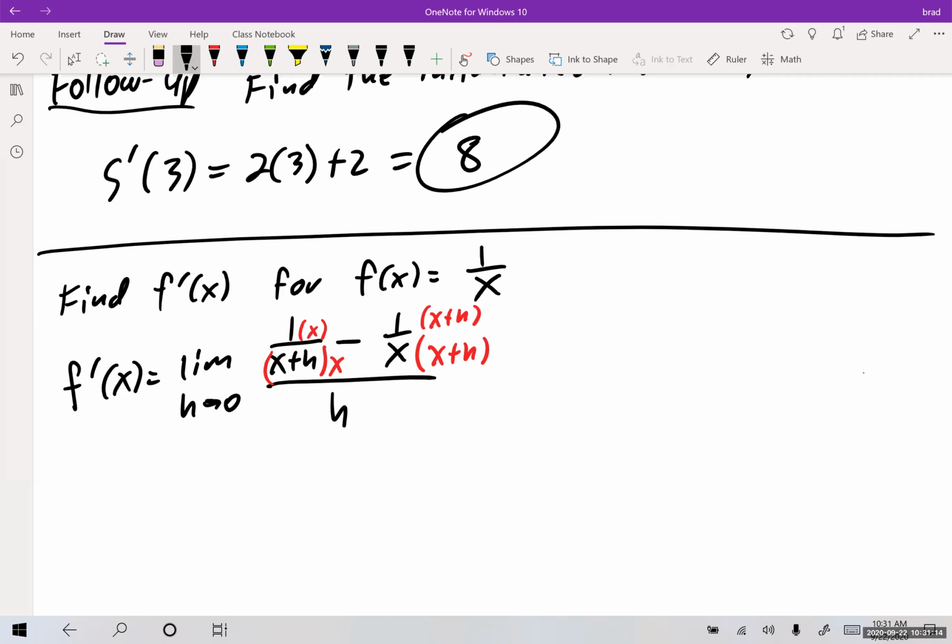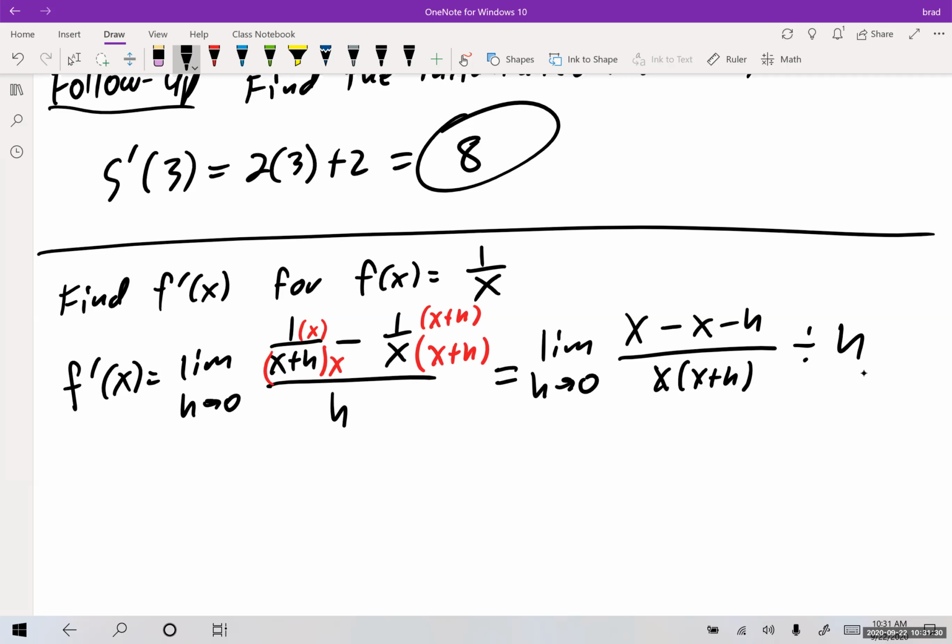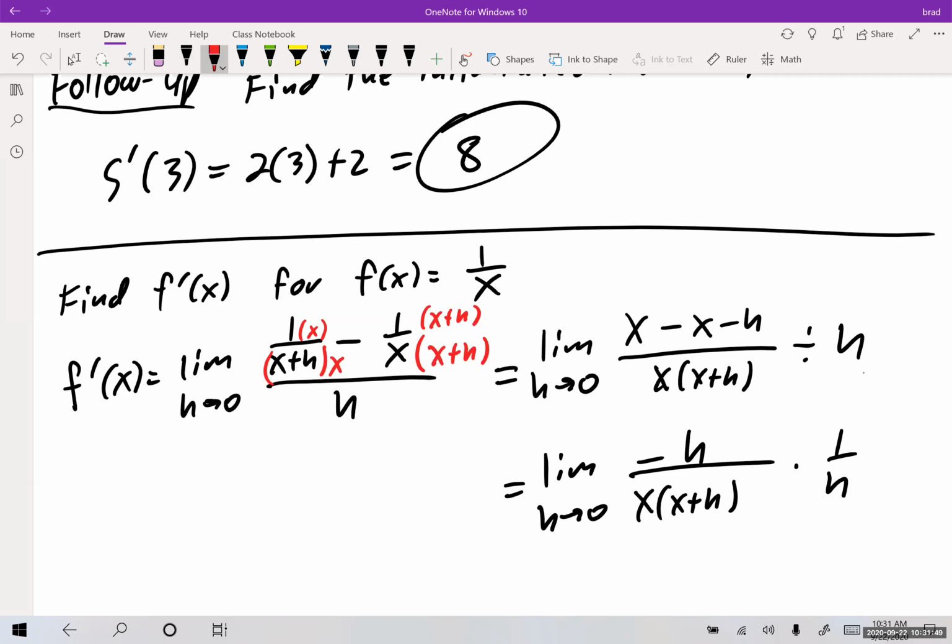And again, it's because we can't plug in h, because if we did, we would end up with 0 over 0. So now we're going to have the limit as h approaches 0, and this will become x minus h all over x times x plus h divided by h, right? I just wrote this as division just so we can see it a little bit better. Now this will become the limit as h approaches 0 of negative h all over x times x plus h times 1 over h, because this and this cancel, right?